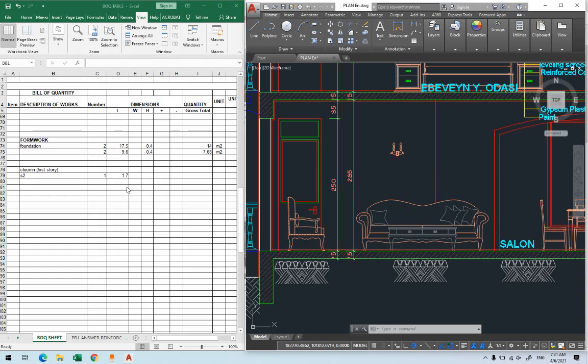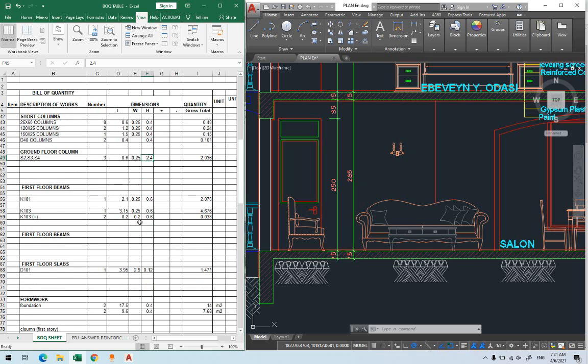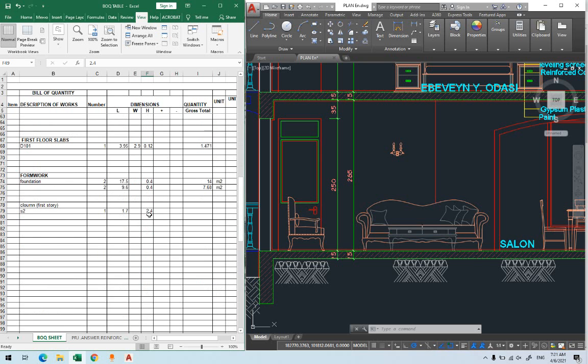Now if I know this one, we already know it by the way from the columns, no need to calculate it here, 2.4. Why? Because when you did the columns, you already calculated the height of the column, so you use the same thing. No need to recalculate it, but I just did it to remind you. So 2.4.